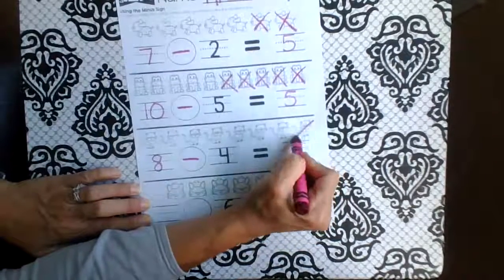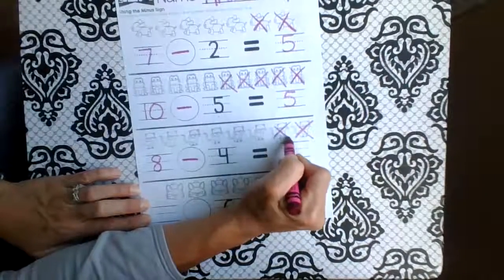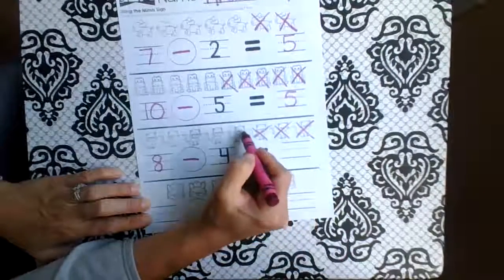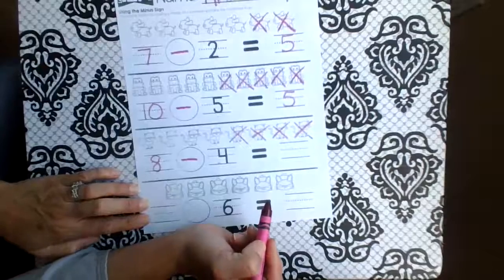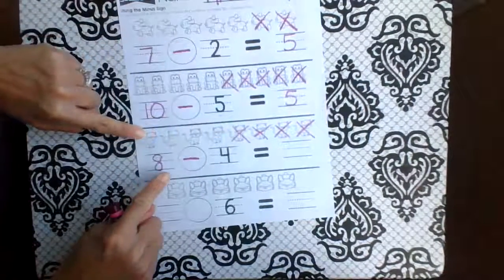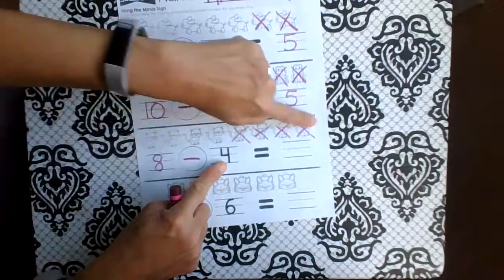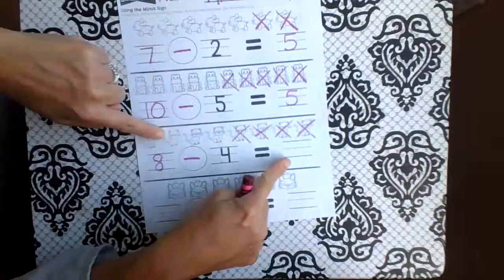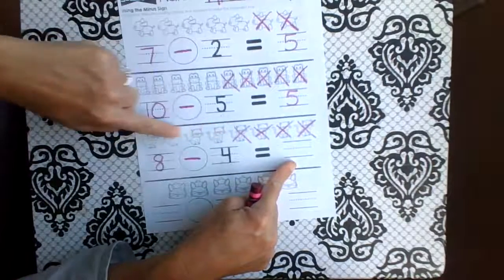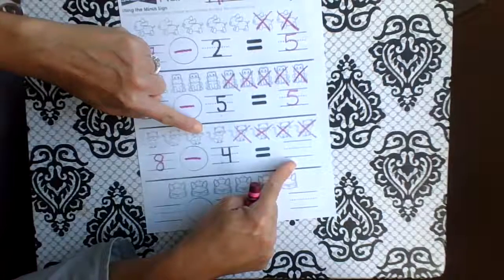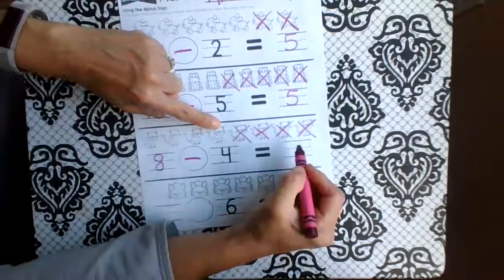Let's cross them out. 1, 2, 3, 4. So we had 8 cats minus 4, those left, equals this many. Okay, let's count them. 1, 2, 3, 4. Good job.